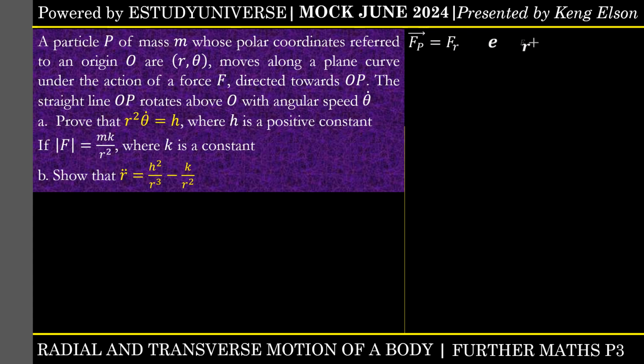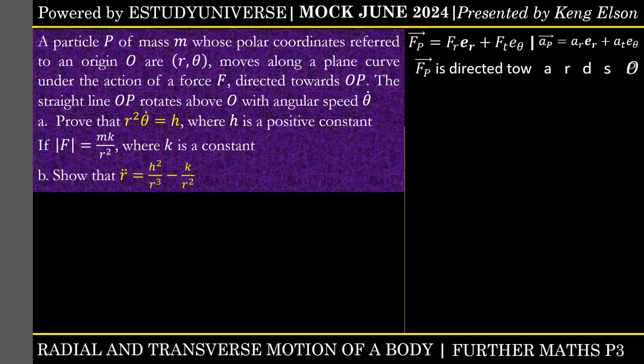So if I consider the force on P, the force will have a component in the radial direction, which is Fr, and a component in the transverse direction, which is Ft. Also, if I consider the acceleration, then the acceleration will also have 2 components: the component in the radial direction, which is ar, and the component in the transverse direction, which is at. Now, this particle was under the action of a force directed towards O. If you are directed towards O, then you are in the radial direction, right? OP is actually the radial direction.